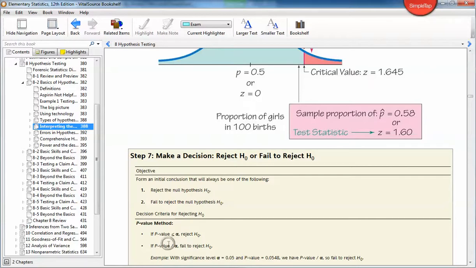Alright, and I told you if your text has a slash right here, this is supposed to be a greater than symbol. That's only in the ebook. For some reason, the ebook through VitalSource right now has a slash instead of a greater than. But if the p-value is less than alpha, it's less than the significance level, reject.